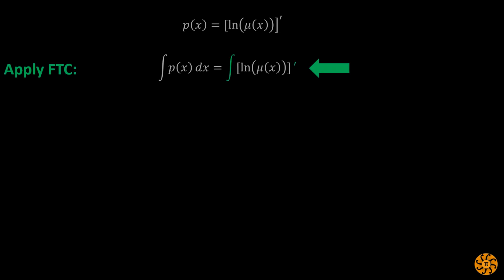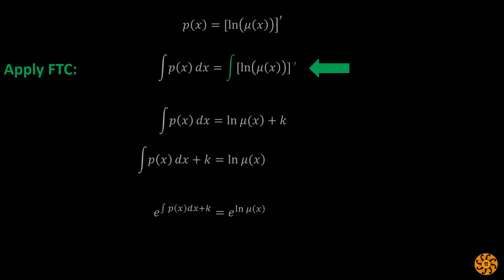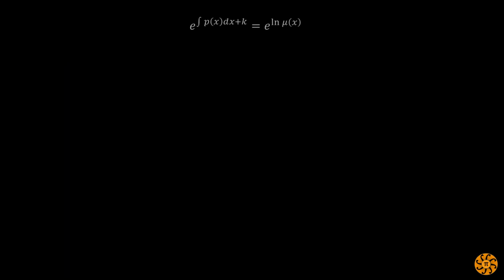Now we can integrate each side and apply the fundamental theorem of calculus just as before. And now we are left with the integral of p of x dx equals the natural log of mu of x plus an arbitrary constant k, which we will move over to the other side. And now we can exponentiate each side. After exponentiating, we need to apply the exponent rule x to the a plus b equals x to the a times x to the b.